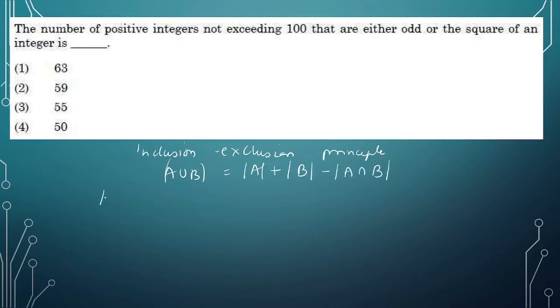So what is A going to be here? See what they have said: number of positive integers not exceeding 100. Not exceeding 100, yes, 100 से ज़्यादा नहीं, और odd होना चाहिए. So 100 तक कितने odd numbers होंगे? 50 numbers odd होंगे, right? So 50 numbers are odd. So that would be the set A. What would be the set B? Or the square of an integer.